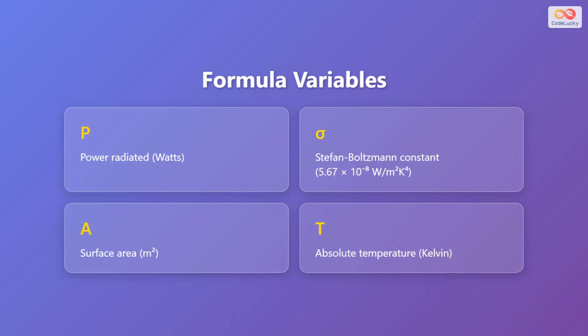Let's break down each variable in the formula. P is the power radiated, measured in watts. Sigma is the Stefan-Boltzmann constant, which equals 5.67 times 10 to the negative 8th watts per square meter Kelvin to the fourth. A is the surface area in square meters, and T is the absolute temperature measured in Kelvin.